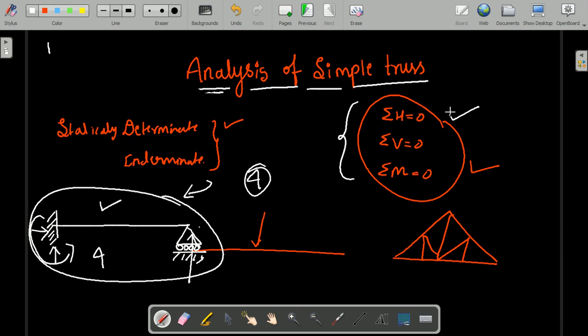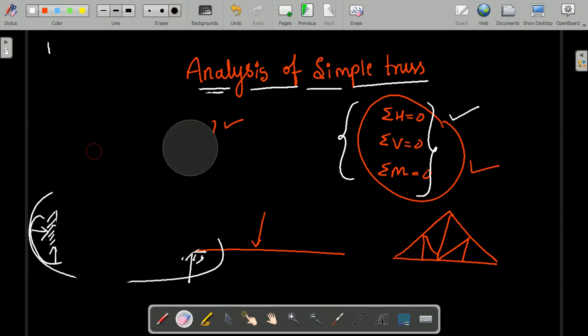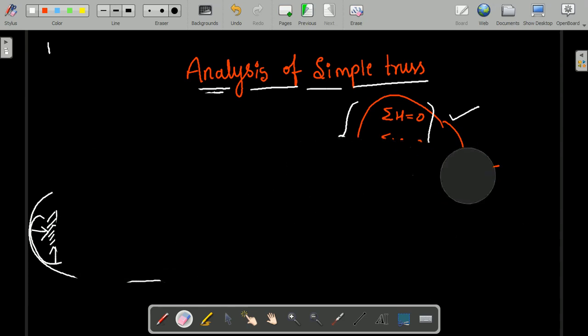So whatever structure can be analyzed, or whose unknowns can be found, using only these available three equilibrium conditions, that structure we consider a statically determinate structure. If we cannot analyze it, that is, if the number of unknowns is more than the available equilibrium conditions, that type of structure is considered a statically indeterminate structure here.